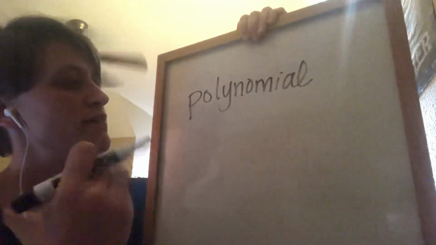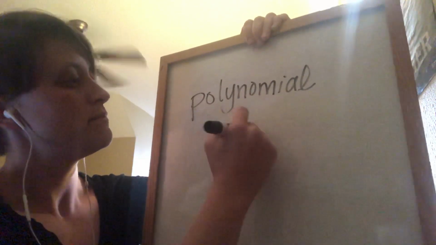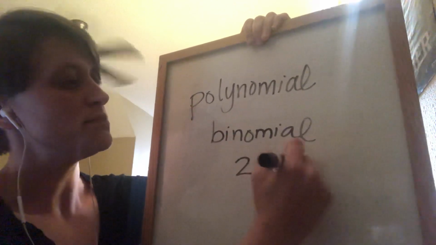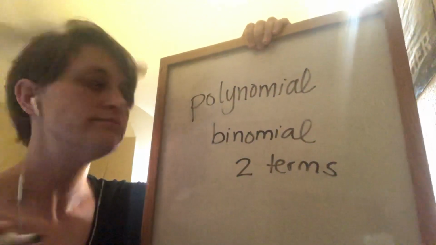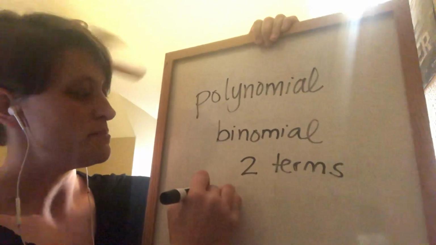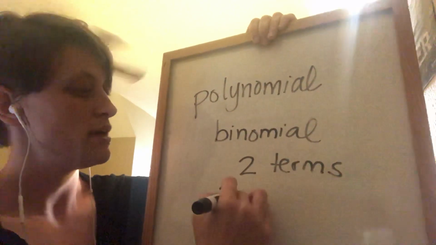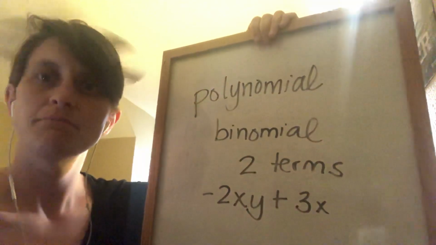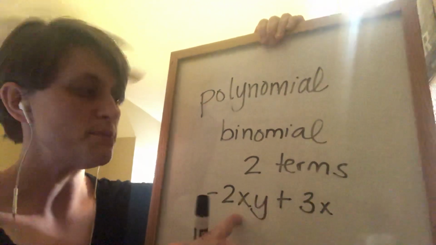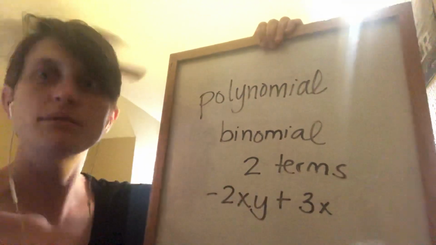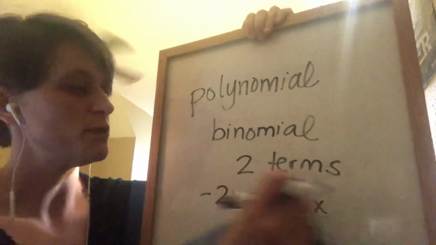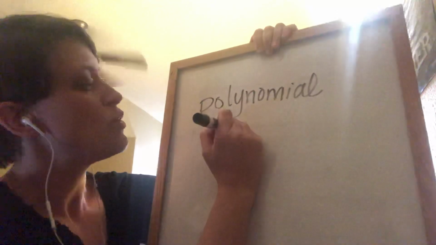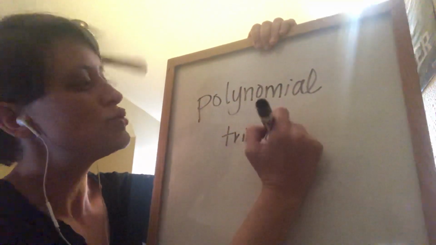All right, we have a binomial. That's a polynomial with two terms. So now we're just going to pick our favorite terms. Negative 2xy plus 3x. That's a binomial. Two terms, these each count as terms, and we added them together. That makes a binomial. Whenever we start to factor in future lessons, we're going to be interested in a trinomial.